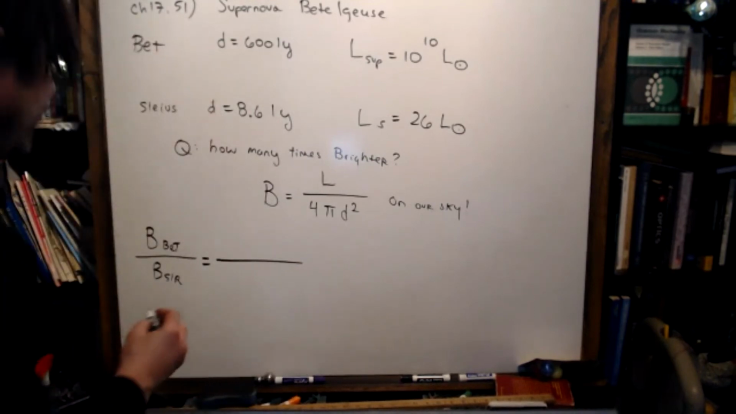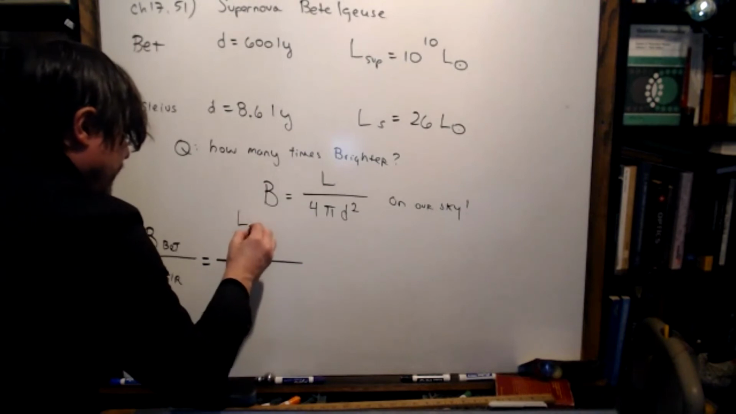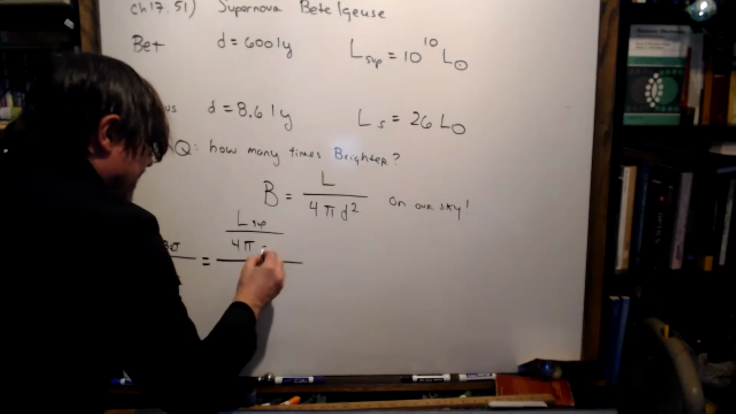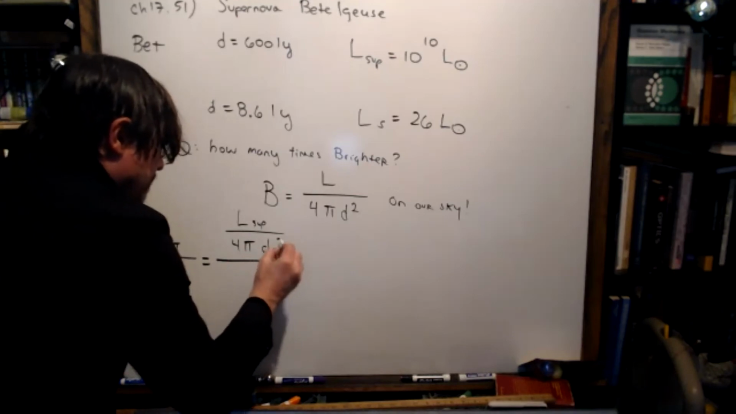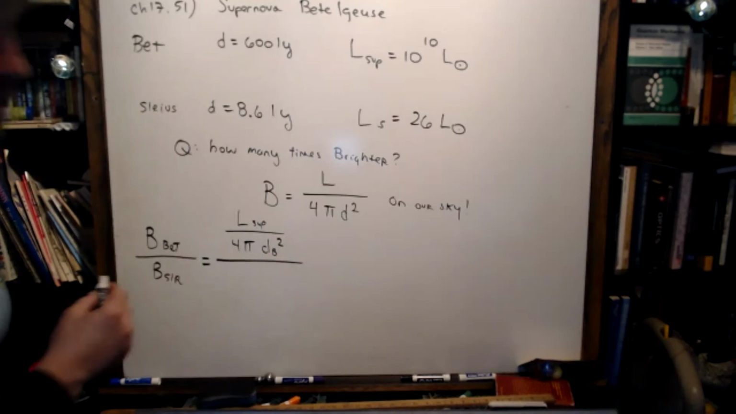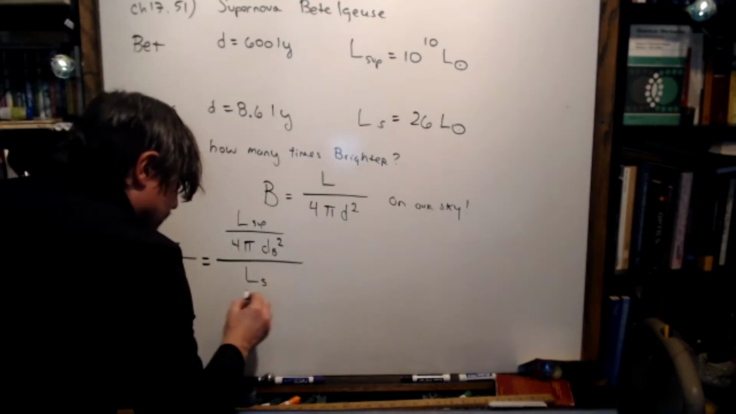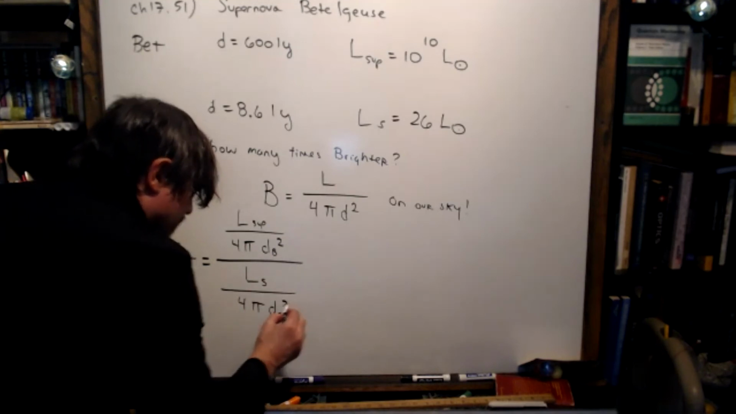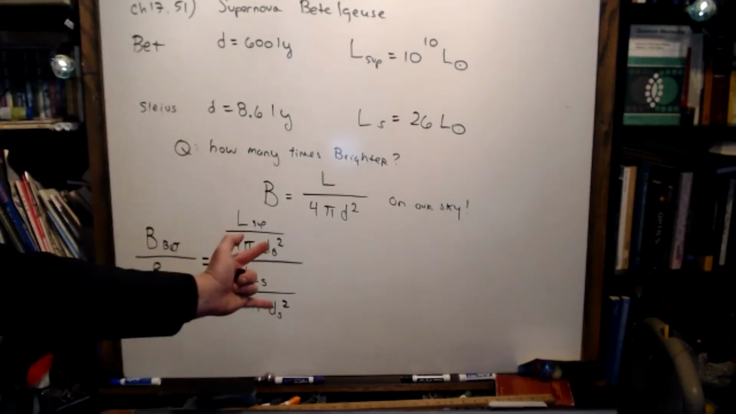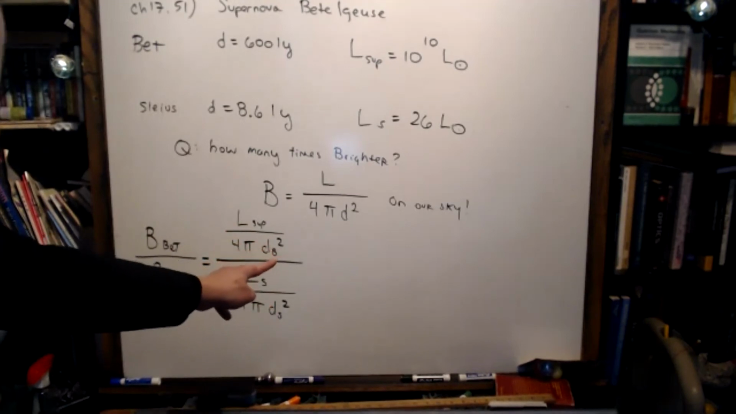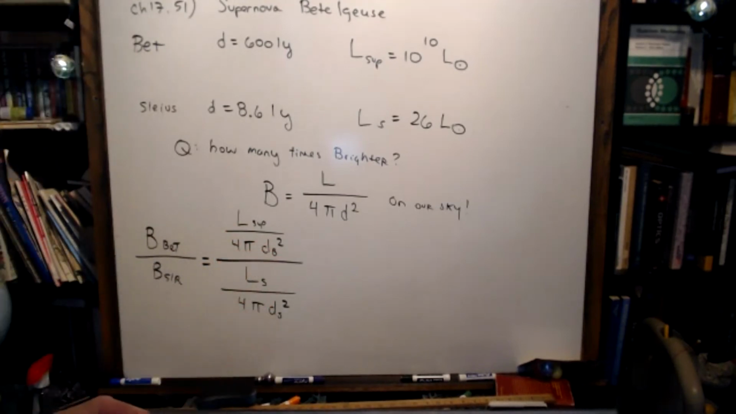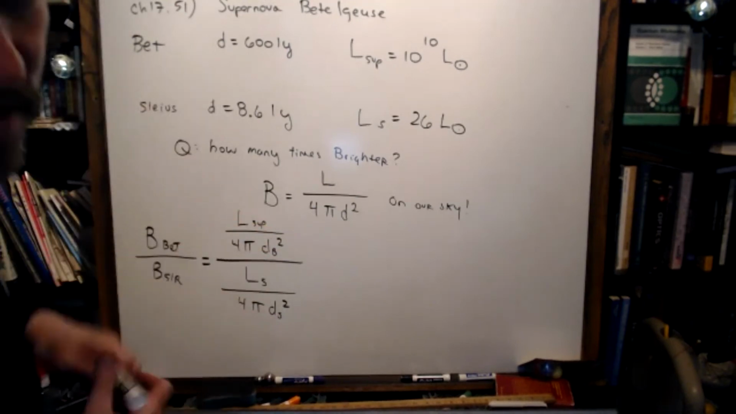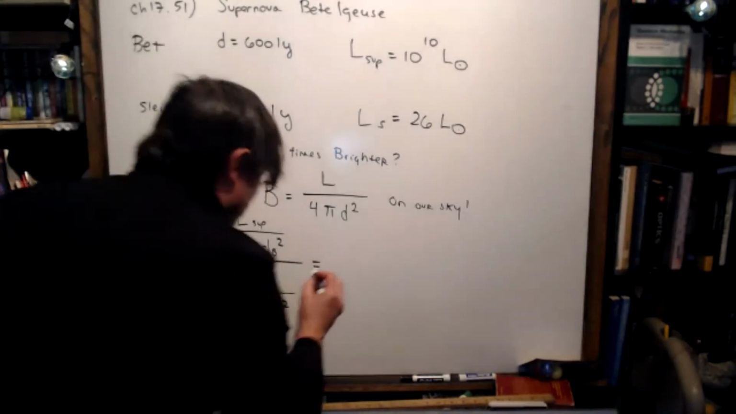First it would be the luminosity of the supernova over 4 pi times the distance to Betelgeuse squared, all divided by the luminosity of Sirius over 4 pi times the distance to Sirius squared. To distinguish the two distances, I've used d sub b and d sub s to represent Betelgeuse and Sirius respectively. Could you guys help cancel out some common terms and tell me what that will reduce to?